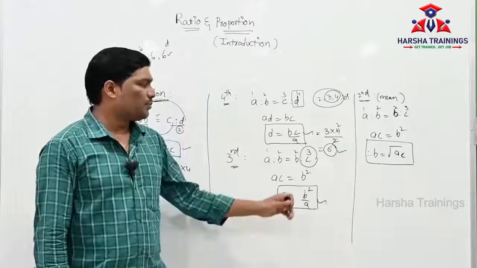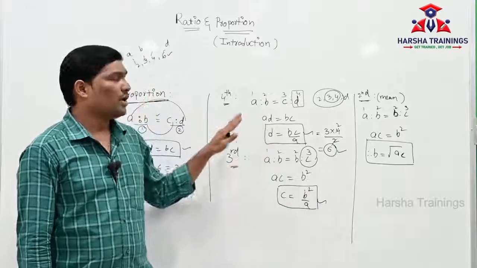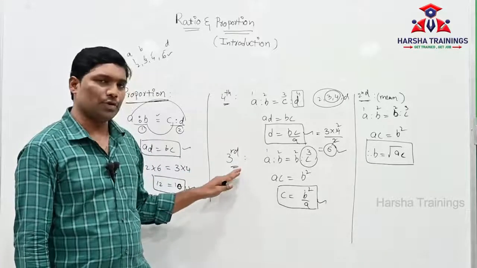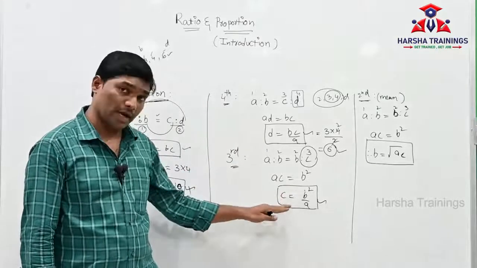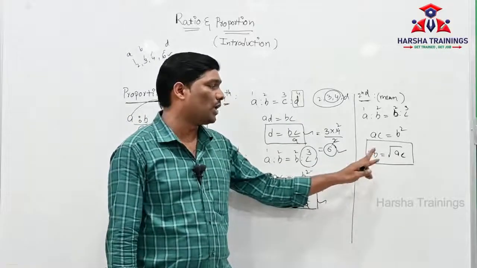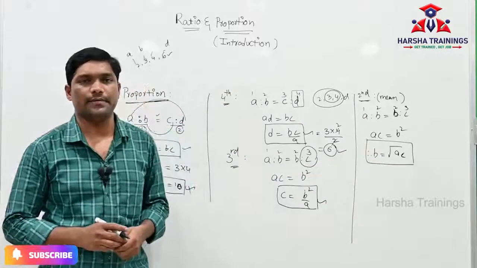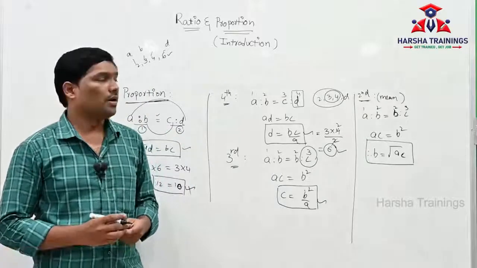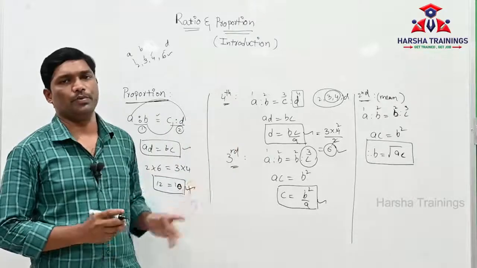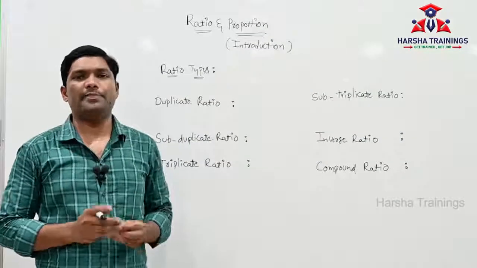So just remember these three formulas, guys. Fourth proportion formula, D is equal to BC by A, and third proportion formula, C is equal to B square by A, and second proportion or mean proportion formula is B is equal to root of AC. Okay, so is it clear, guys, all of you, what is the meaning of ratio and what is the meaning of proportion? So coming to the next point, types of ratios.